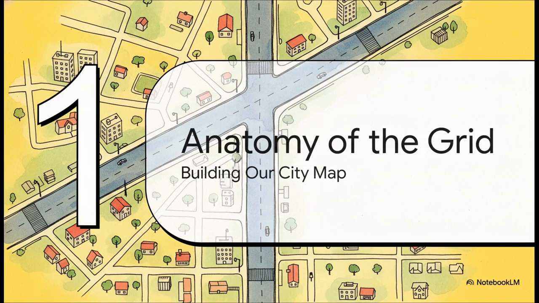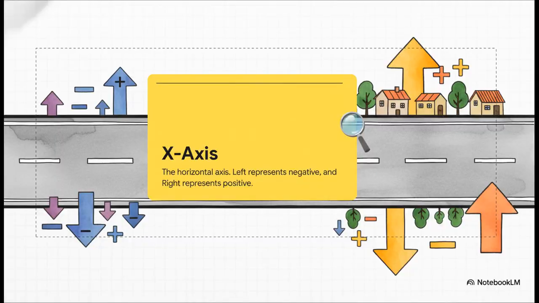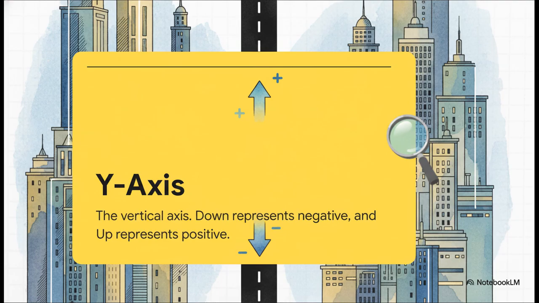Okay, to really get this, let's pretend we're building a brand new city from the ground up, right? Any good city needs a super clear way to find any address. And that all starts with two main roads. So our first main road is the x-axis. This is our big horizontal street running east to west. Think of it this way. If you move to the right, you're heading into positive territory. If you move left, you're going negative. That's it.